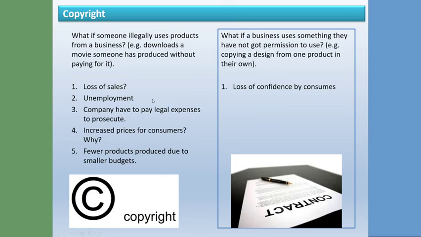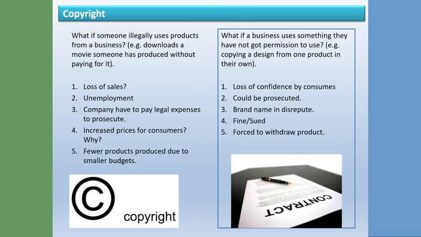If a business uses something they've not got permission to use, there could be a loss of confidence. If you've stolen a piece of software and made your own based on that design, and it comes out, you could lose confidence. You definitely could be prosecuted. The brand name is in disrepute, which basically means that your company will be known as a company that steals and tries to pass products off as their own. So your brand or your company name will be wiped off. You could be fined or sued, and you could be forced to withdraw that product from the market, so you can't sell it anymore.